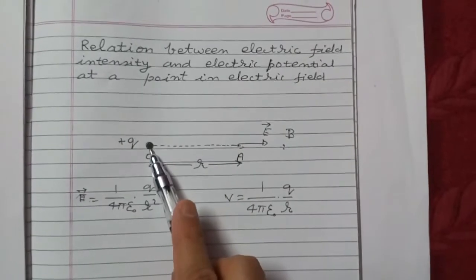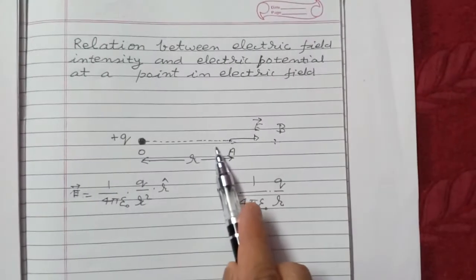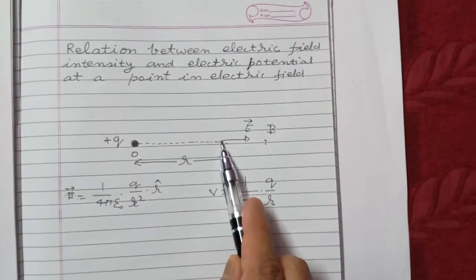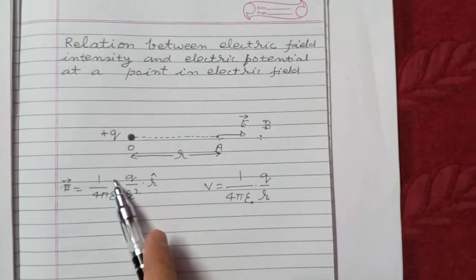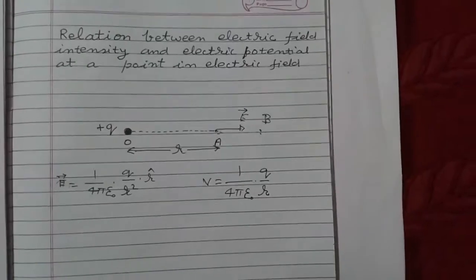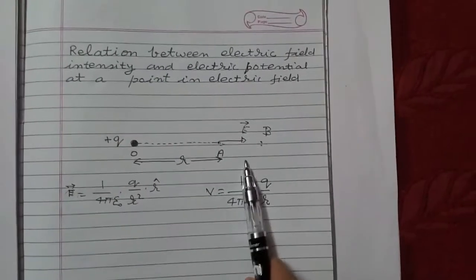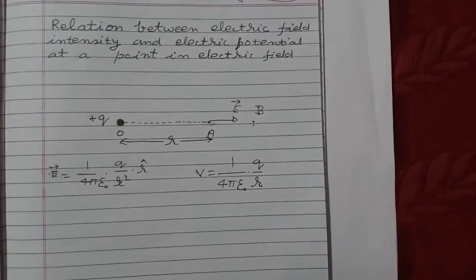Suppose this is a plus q charge placed at O, and at a distance r from this plus q charge there is a point A. Now we know that the electric field intensity at this point is given by the formula 1/4 pi epsilon naught q by r square into r, and the electric potential is 1/4 pi epsilon naught q by r.